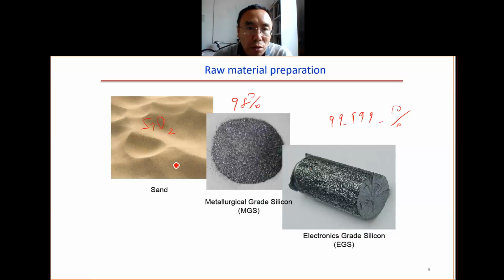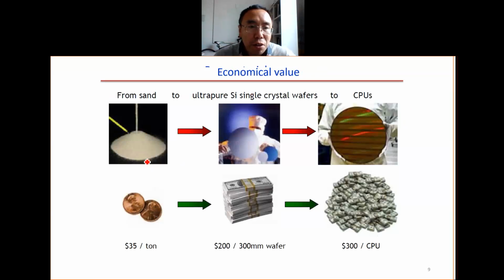We know the sand is very cheap. So the wafer, I would say for the 4-inch, is about $10 per wafer. For the 8-inch, it will be $20 per wafer. So this is the cost for the wafer. For the chips, each CPU is like $100.